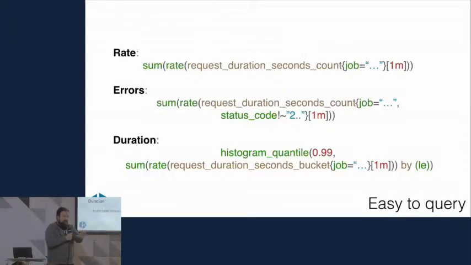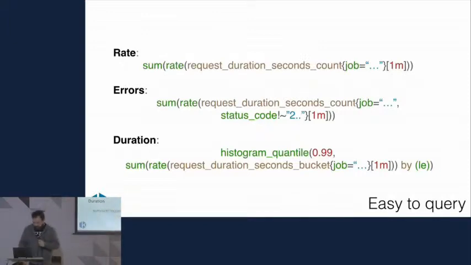So from that set of data, you can actually infer what the request rate is, because one of the buckets is the count of requests. You can infer what the error rate is, and this is by virtue of the way we did the labels in the previous slide. And we can infer the duration or distribution, so this is the 99th percentile duration of those requests.